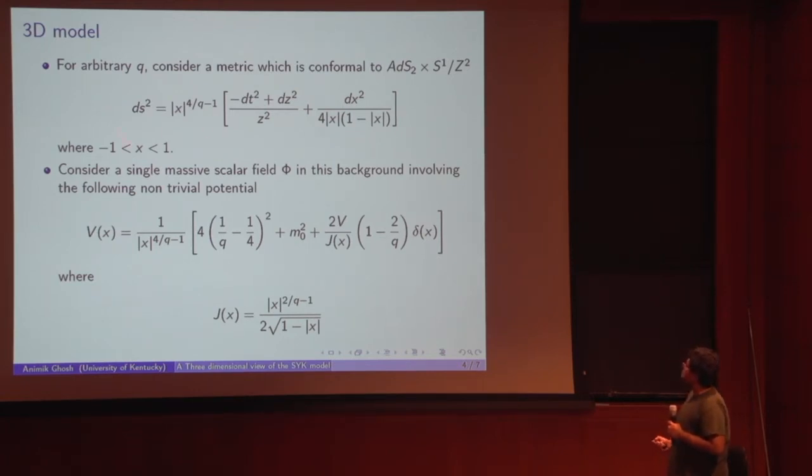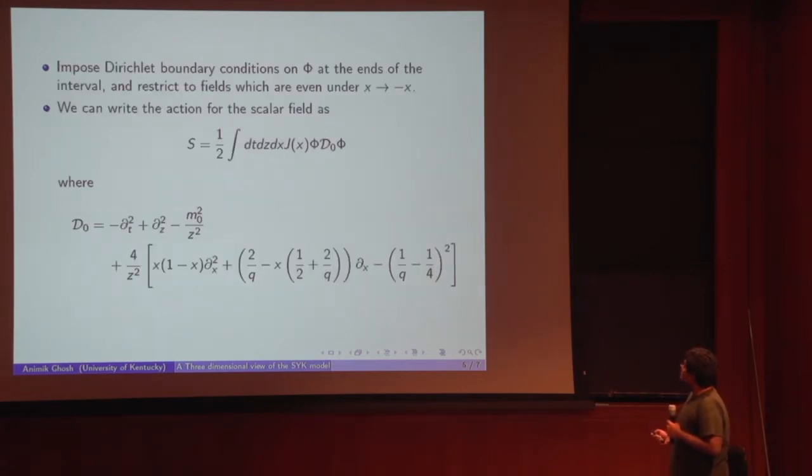So let us consider this metric, which is conformal to AdS2 times an interval. And we consider a single massive scalar field in this background with the following non-trivial potential, and we would like to determine this constant V such that the spectrum is reproduced. So we impose Dirichlet boundary conditions on this field phi at the ends of the interval.